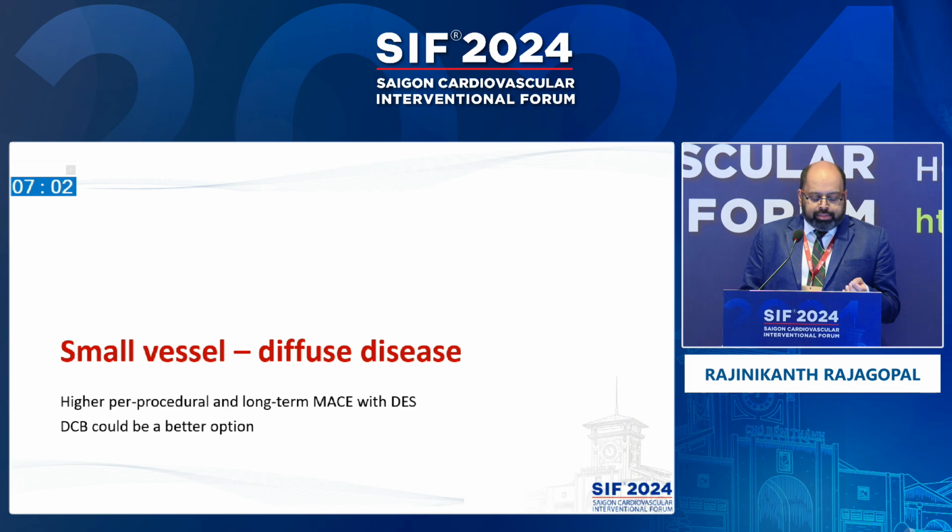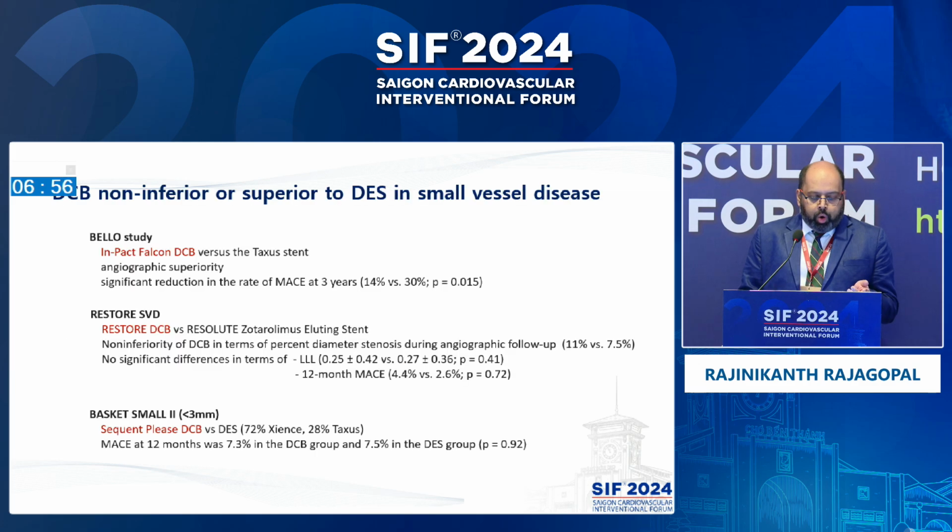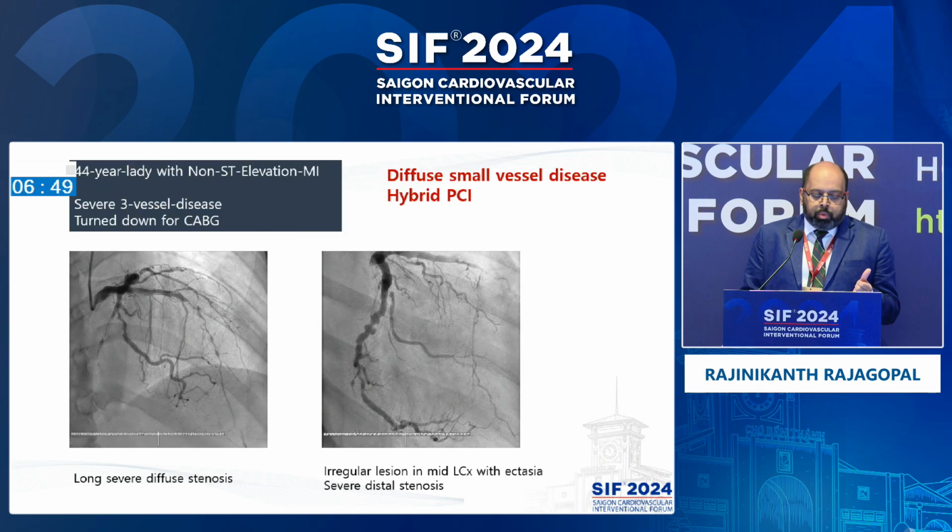So look at one of those examples, small vessel diffuse disease, where you normally get higher complication rates with stents, and DCB could be a better option. We've seen the evidence from all these studies which show that DCB is non-inferior or superior to stents in small vessel disease. So this lady was a 44-year-old lady with an STEMI, severe 3-vessel disease.